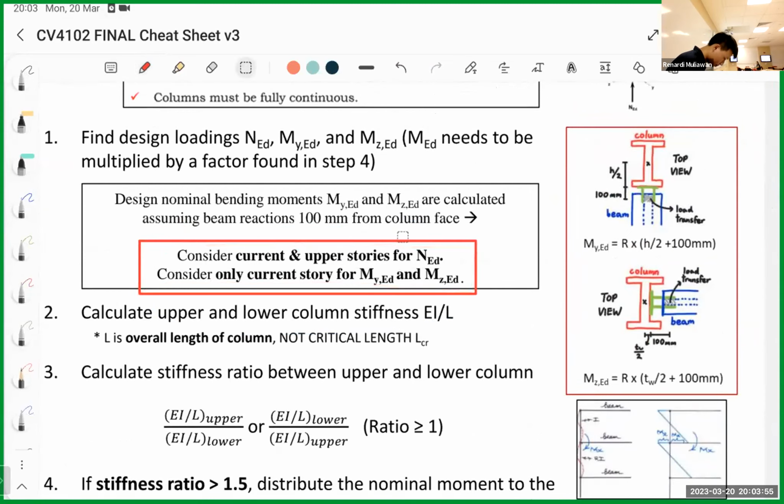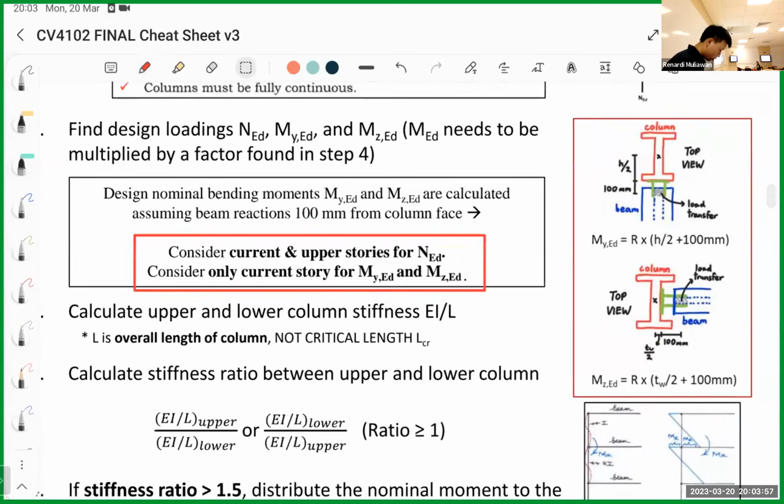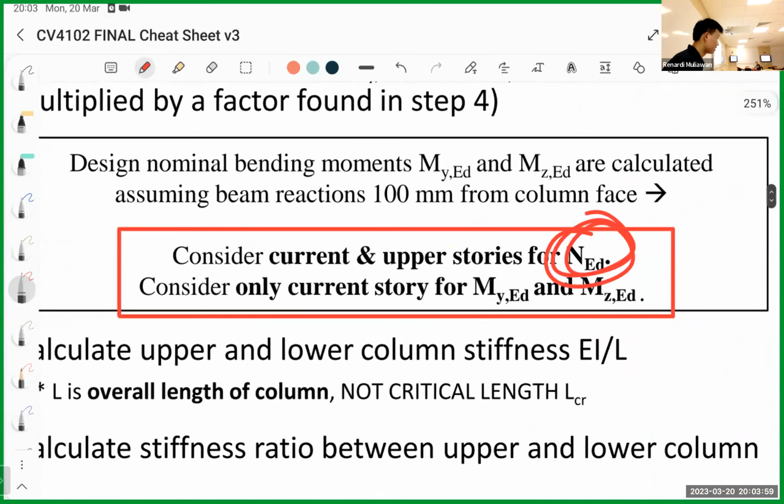For axial force, you consider the current level and the level above. Logically, if you have a column, of course it needs to withstand all the floors upstairs. So if you have 7 stories, the lowest column will resist 7 levels. But for a moment, we only consider the current level. We don't care about the upper and lower levels for a moment.